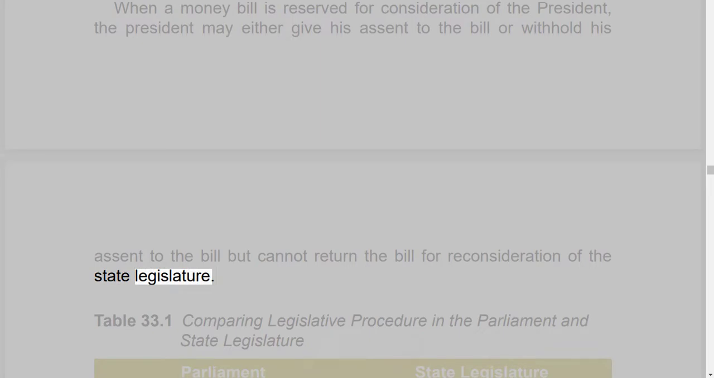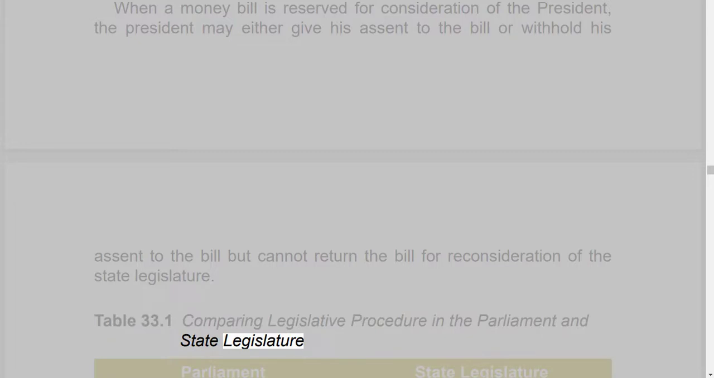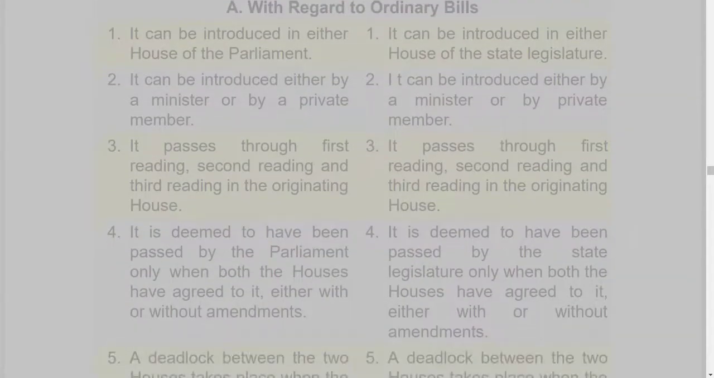Table 33.1 Comparing legislative procedure in the Parliament and State Legislature. Parliament, State Legislature. A. With regard to ordinary bills. 1. It can be introduced in either house of the Parliament. 1. It can be introduced in either house of the State Legislature. 2. It can be introduced either by a minister or by a private member. 2. It can be introduced either by a minister or by a private member.